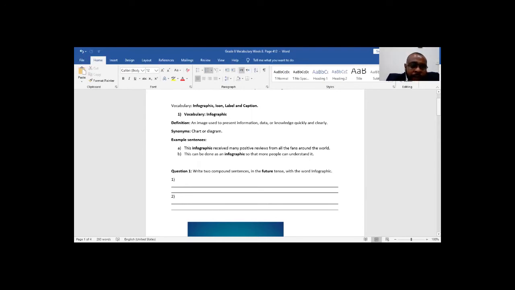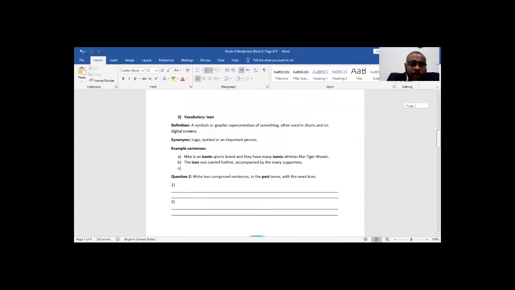The first sentence that I have here is: the infographic received many positive reviews from all the fans around the world. There you see infographic is used as a noun. Again, this can be done as an infographic so that more people can understand it, and there you can use it as a verb. Once you've understood this word, and I'm going to ask you to do this for each of the 4 words, I want you to write down 2 compound sentences of your own, but I want you to write them in the future tense, and I want you to use, of course, the word infographic.